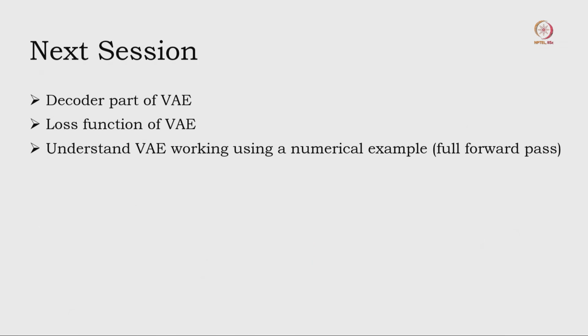In the next session, we will be seeing the decoder part of the VAE. We will also see the loss function of VAE, and we will understand the working mechanism of VAE. We will see one entire forward pass by considering one numerical example. So, in this particular session, we have seen only the encoder part of a VAE. In the upcoming session, we will continue with this VAE. Thank you.